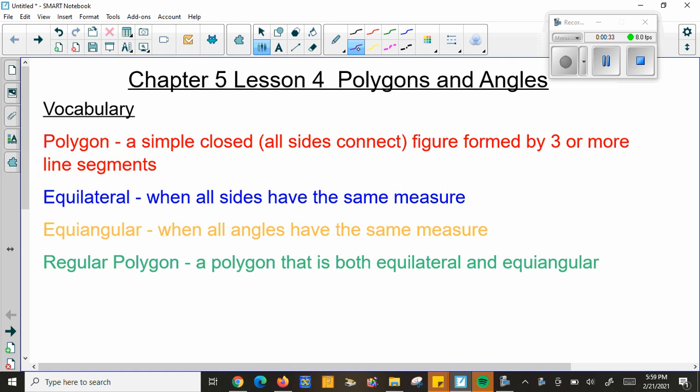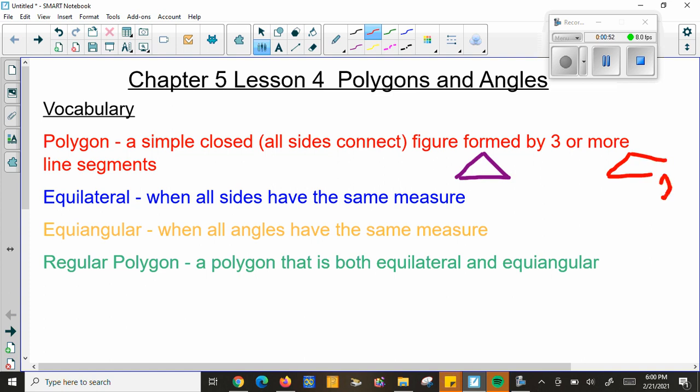An example of a closed shape would be a triangle. A triangle is a polygon, but if I had still three sides, but notice these do not actually connect, this is not a polygon.